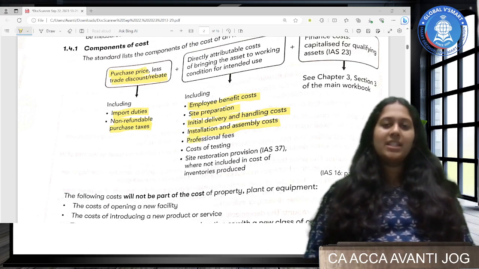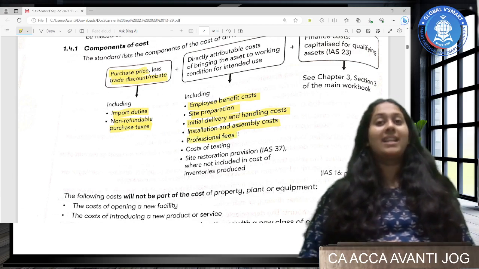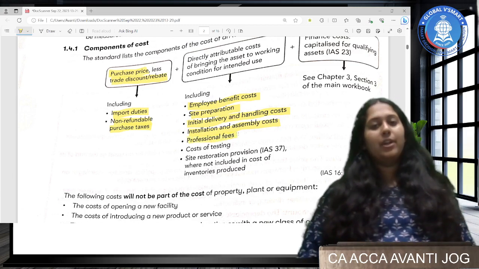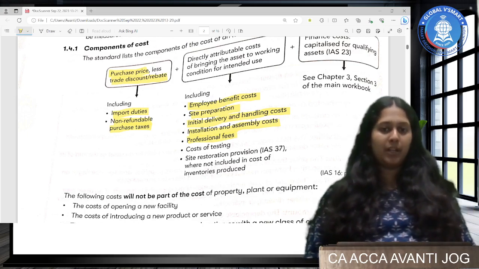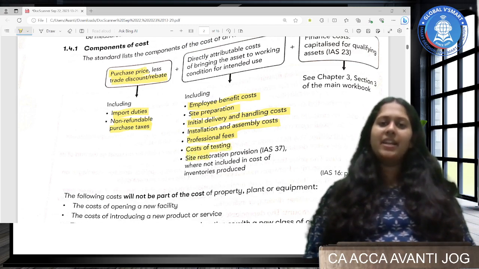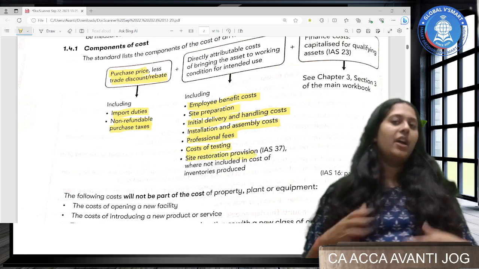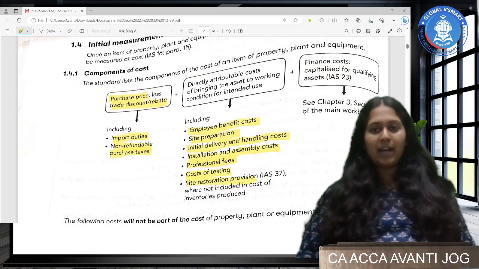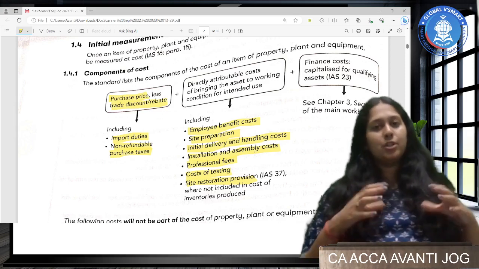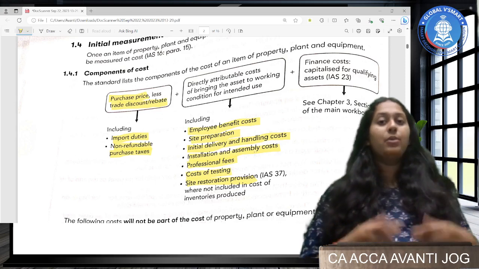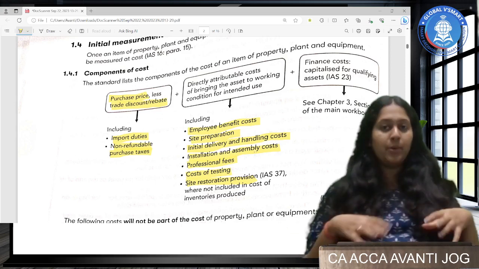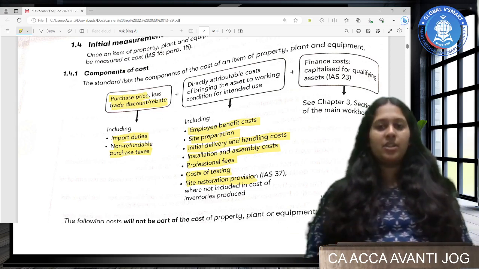Professional fees. This is generally incurred when we purchase assets like land, where you need to pay the architect's fees, you need to pay the lawyer's fees. So professional fees will be included. Cost of testing the asset, doing a test check. Site restoration provision at the end of the asset. For example, you have a nuclear plant and obviously those radiations create damage to the soil on which the plant is based. So at the end, it is mandatory to restore the land to its original position. So site restoration.